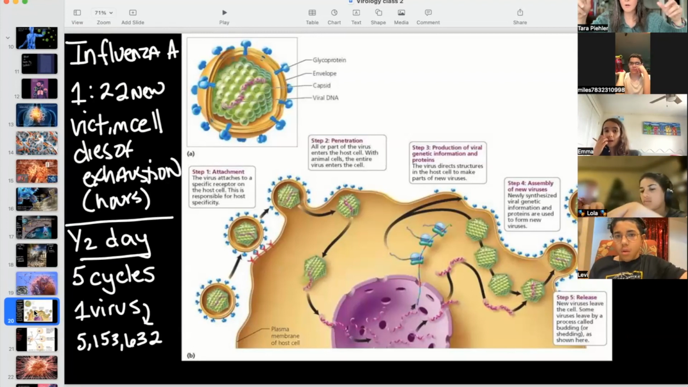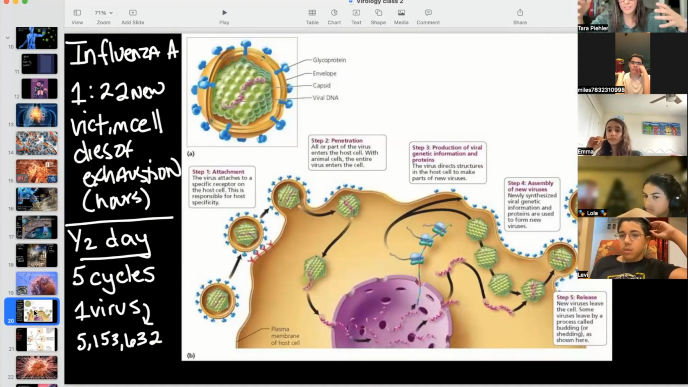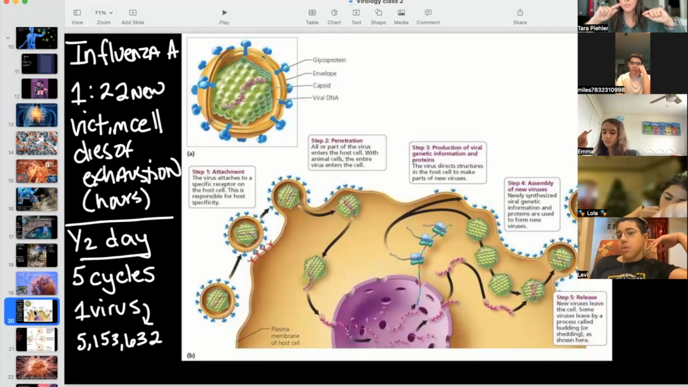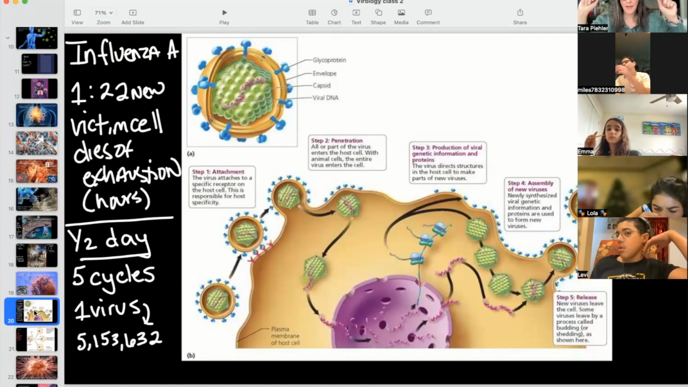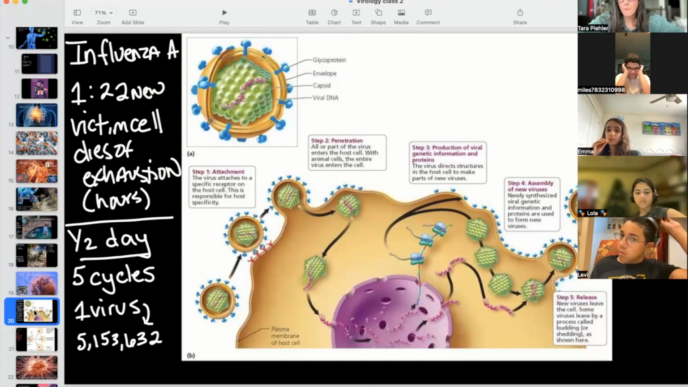Okay. Wow. So the cell will then die of exhaustion, because all it's doing is being a factory for viruses, and then you'll have thousands more viruses. So within half a day, if you could do 22 factorial there, for all our math people, and do 5 cycles of these 22 times, one virus within half of the day will have infected 5 million of your cells. One virus.